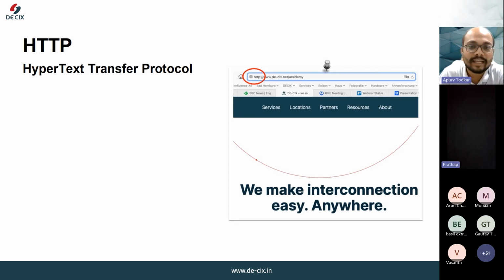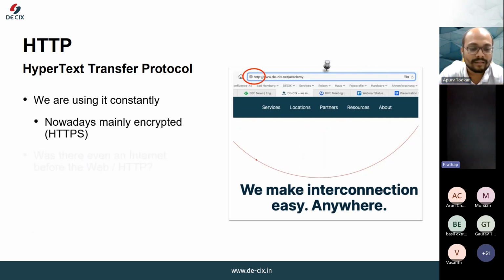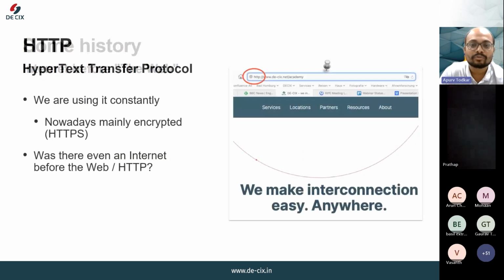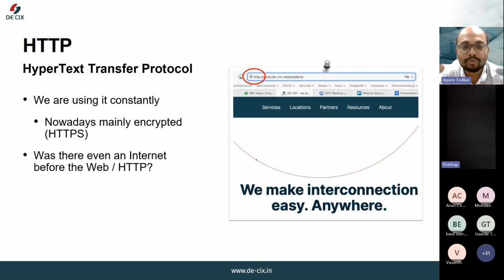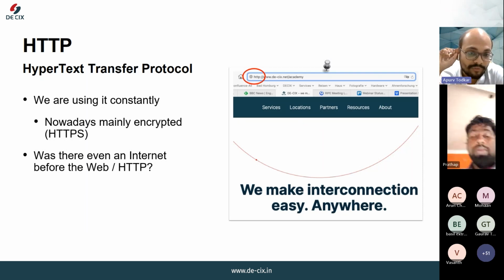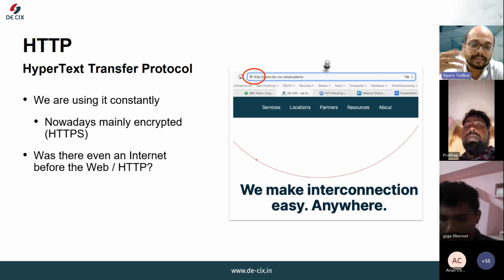HTTP stands for Hypertext Transfer Protocol. You might have seen that in your browser address bar, it usually starts with HTTP, or more often nowadays HTTPS. HTTP is something we use constantly and everywhere. However, the most used version is HTTPS, where S stands for secure. Some people might think that there was no internet before HTTP or the web, but that's not true. The internet existed a few decades before the web and HTTP came around.